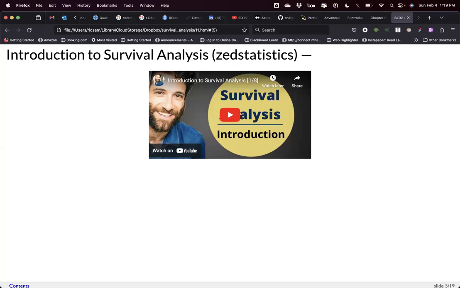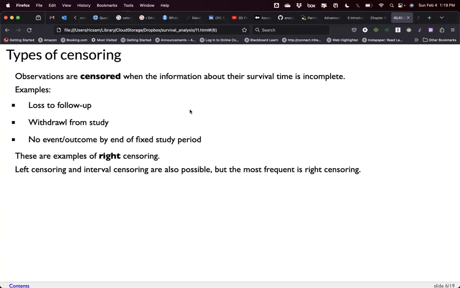You also have interval censoring: you don't know the start event, you don't know the end event. So things can get a little bit complicated. For now, we're going to do the most basic one, which is right censoring. We know the start event, but for some observations, we don't know when it ends. That's basically what is explained here in the next note.